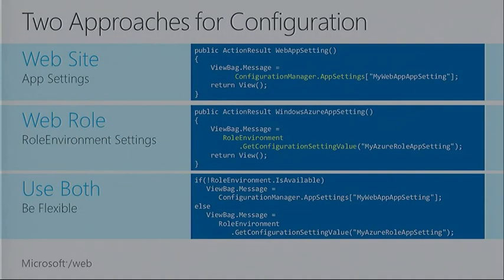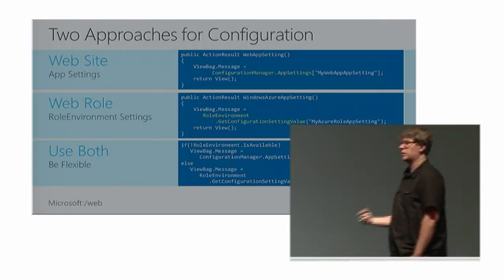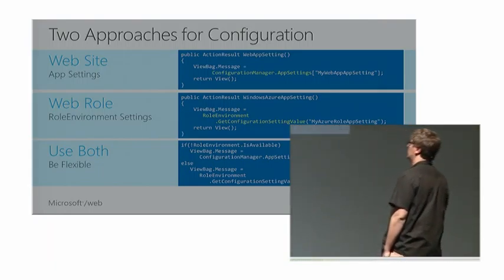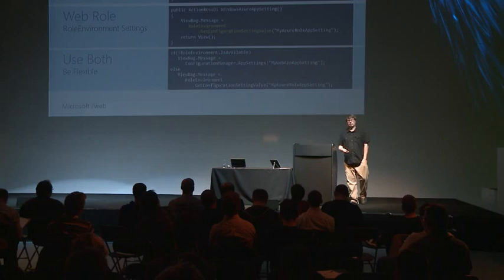And then you can just do get configuration setting value. You'll see that in there I'm just saying my web app setting, and in this one I'm saying my Azure role app setting. Okay? Or you could use both and be flexible. What do I mean by use both? I don't mean at the same time. I mean write your code in a way that you're checking to see if somebody has put their configuration into the Azure configuration, or if they're just using normal old web config. Not that there's anything wrong with either or, but it's just nice to have a double check there.